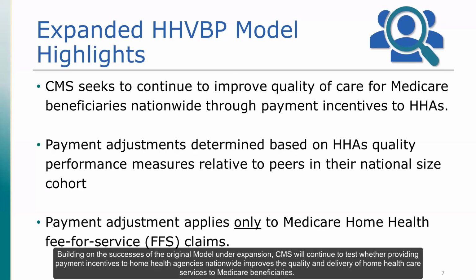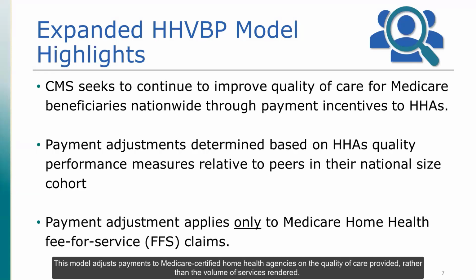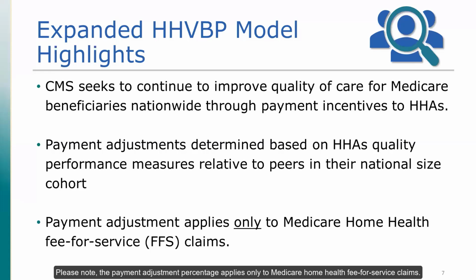Building on the successes of the original model, under expansion, CMS will continue to test whether providing payment incentives to home health agencies nationwide improves the quality and delivery of home health care services to Medicare beneficiaries. This model adjusts payments to Medicare certified home health agencies on the quality of care provided, rather than the volume of services rendered. These payment adjustments are determined based on a home health agency's quality performance measures relative to peers in their national cohort. Please note the payment adjustment percentage applies only to Medicare home health fee-for-service claims.